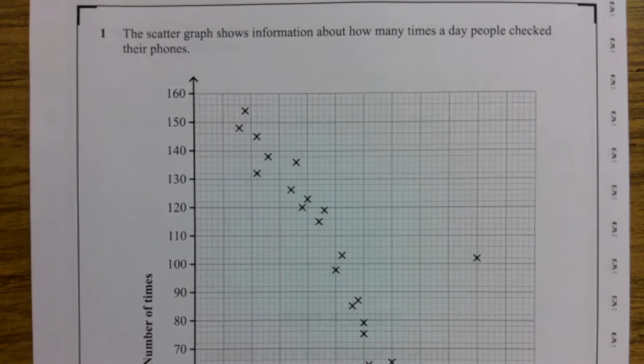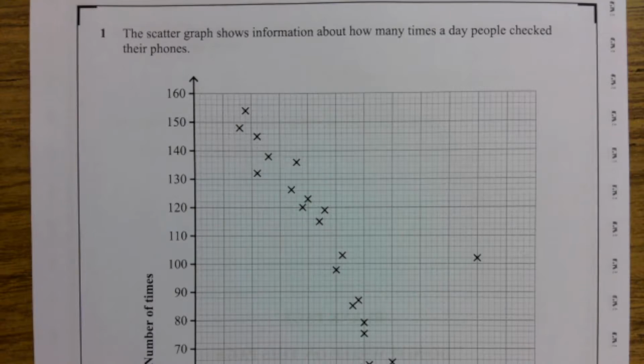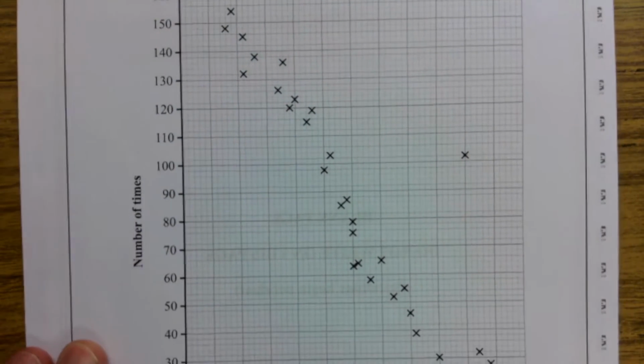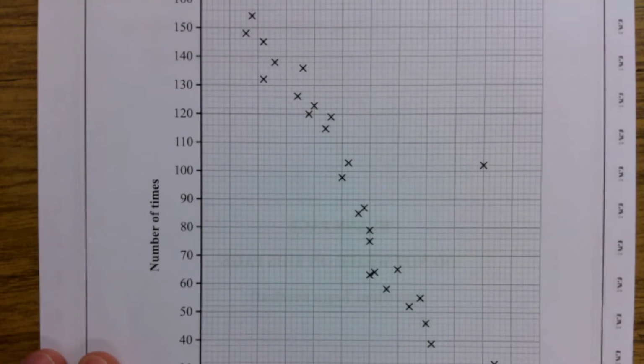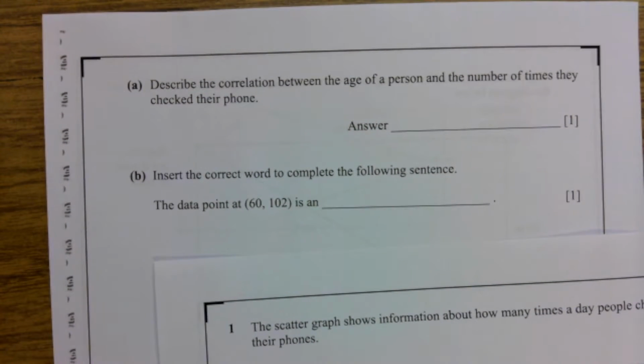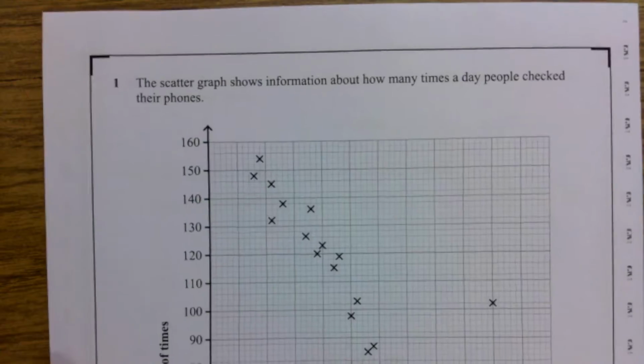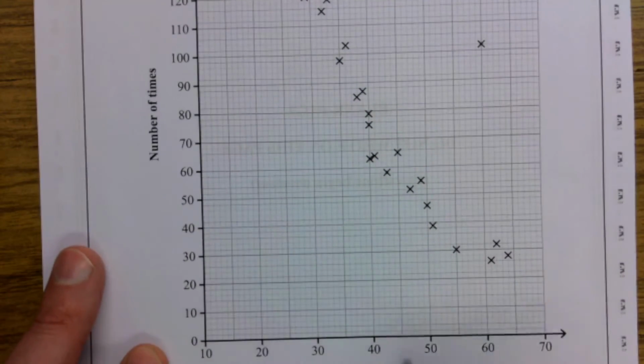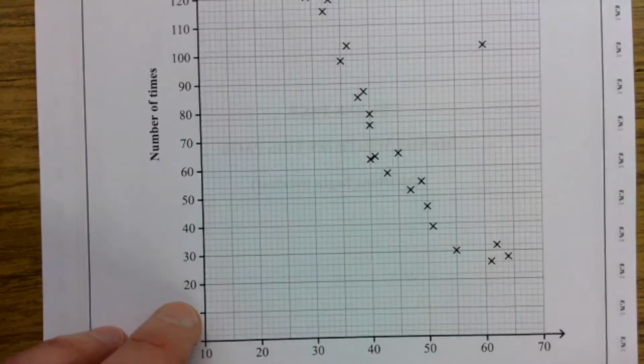The scatter graph shows information about how many times a day people check their phones. So the scatter graph looks like this. Describe the correlation between the age of a person and the number of times they check their phone. As you can see, as the age goes up, the number of times goes down, so that would be a negative correlation.